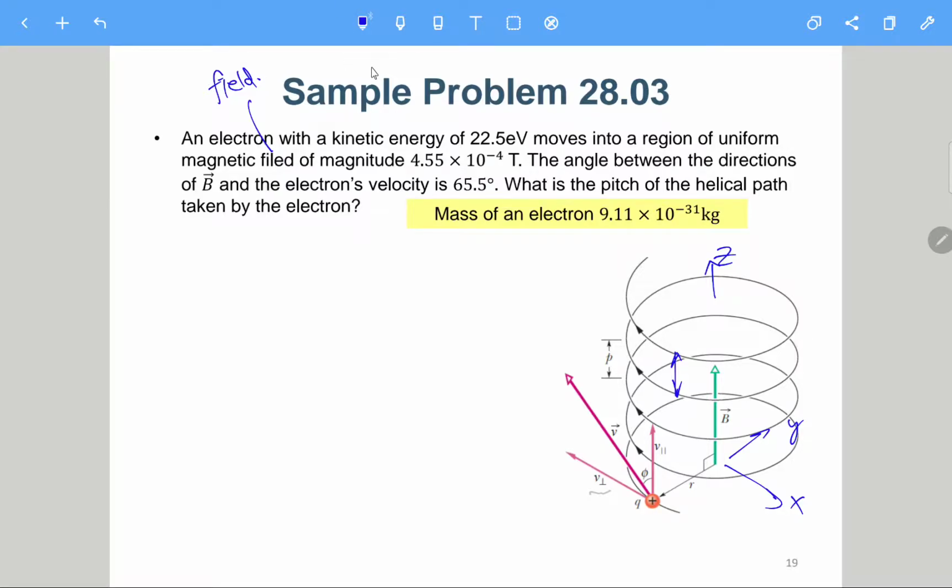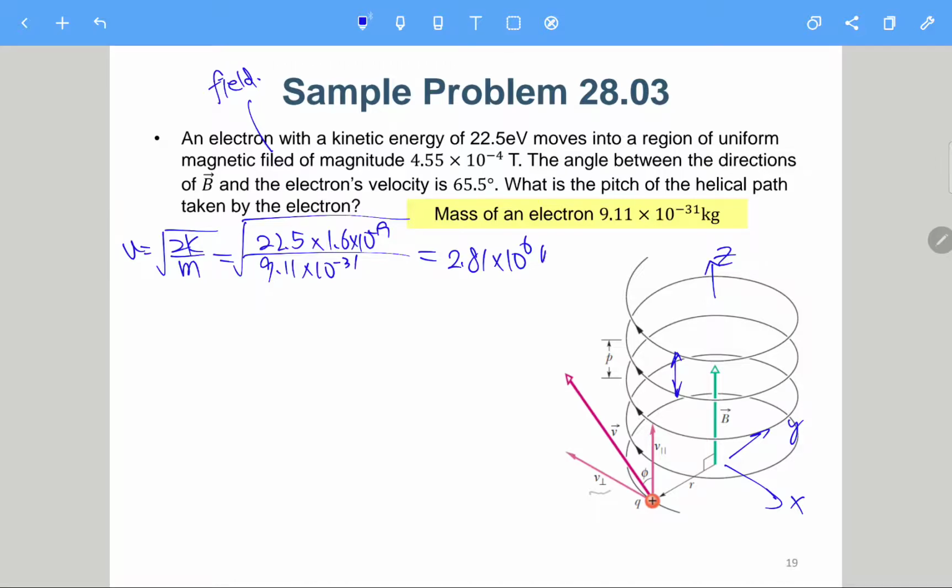Now we first determine the velocity because we have the kinetic energy of the particle. V equals the square root of 2K over m. This is 22.5 times 1.6 times 10 to the minus 19, converting it to joules, and m is 9.11 times 10 to the minus 31, the mass of an electron. This gives 2.81 times 10 to the 6th meters per second, the velocity of the electron.